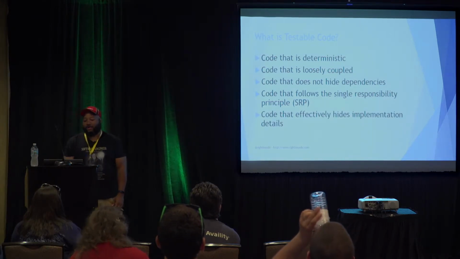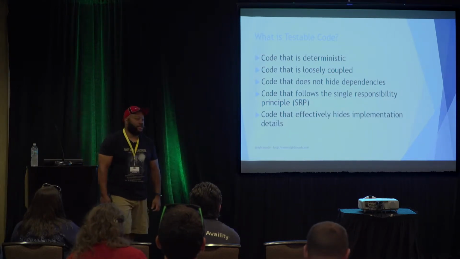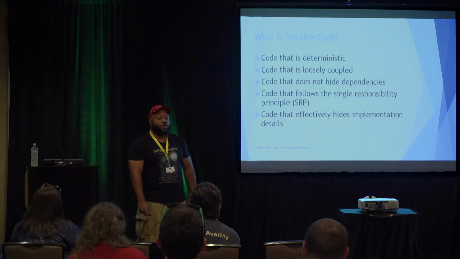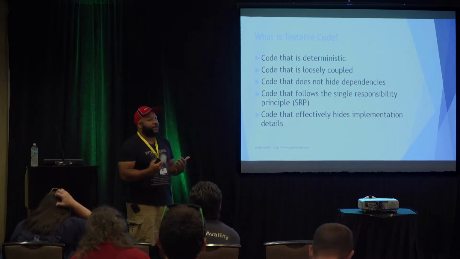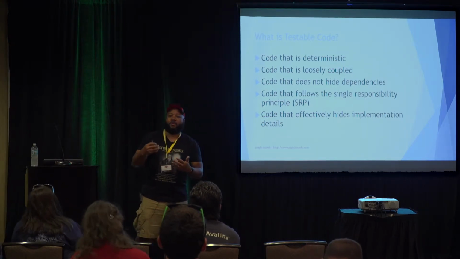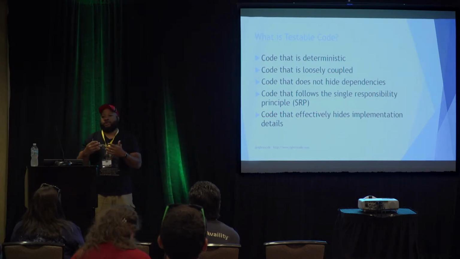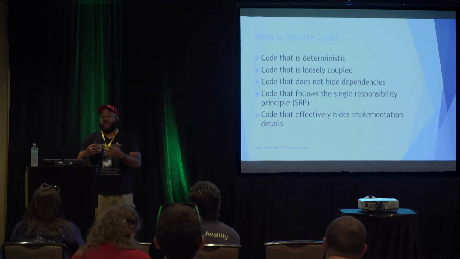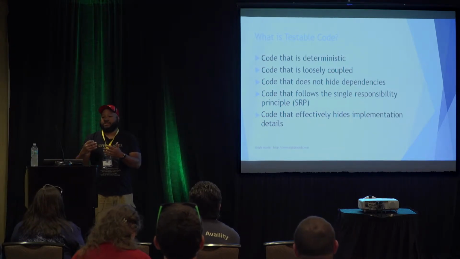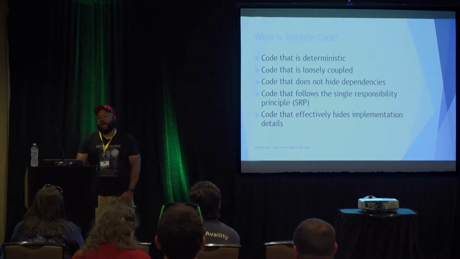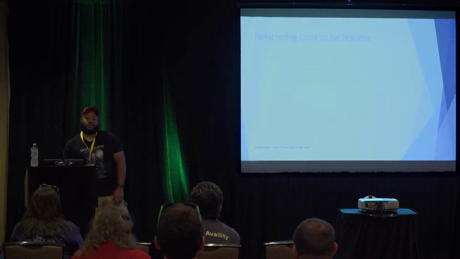And then code that effectively hides the implementation details, right? So a good example might be back to the public interface. You have a method and it calls a couple other methods. You want to make sure that in terms of your testability, that those implementation details are basically not part of the public API. So we'll take a look at that as well.